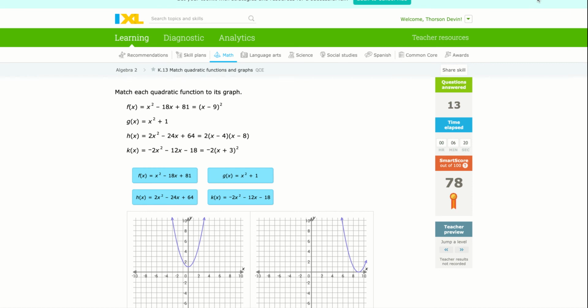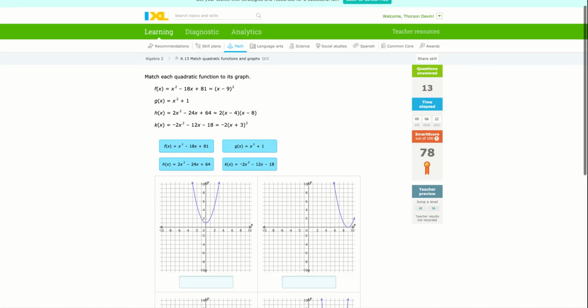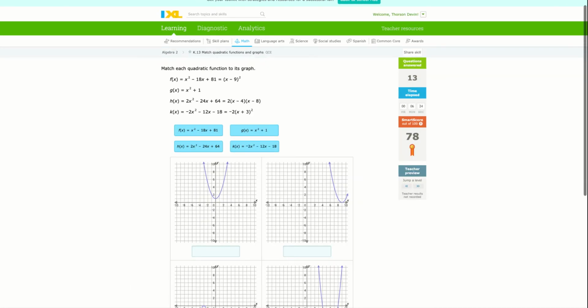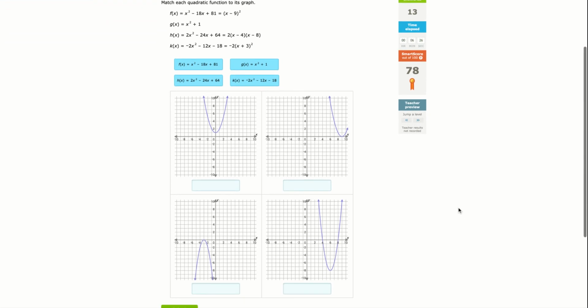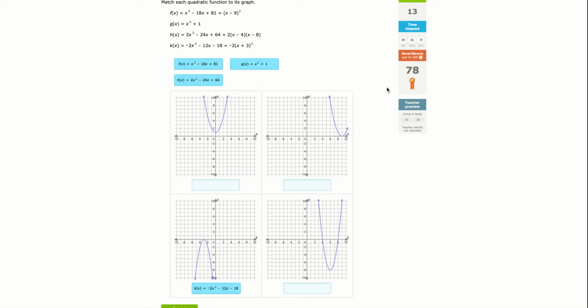I'm going to try to make this a little easier for myself. I'm going to reduce the size of this so I can see them a little better. Hopefully you can still see that well enough. Okay, so it looks like 3 that are opened up, 1 that's opened down. So the one that's opened down is the k. Take care of that one right off the bat.